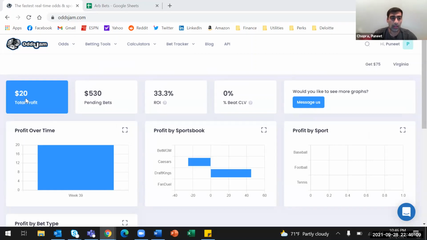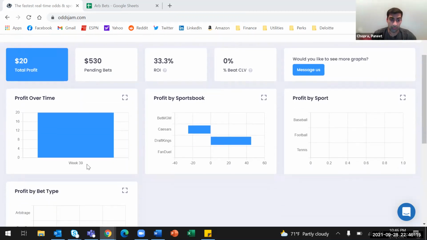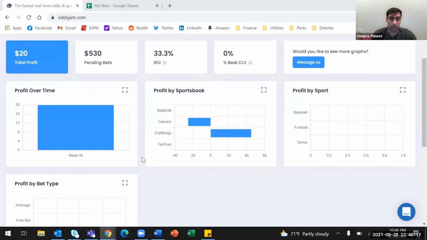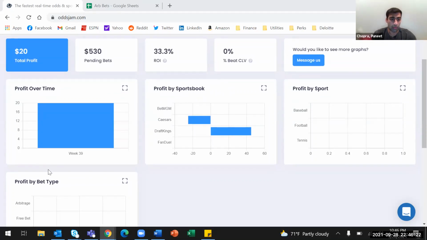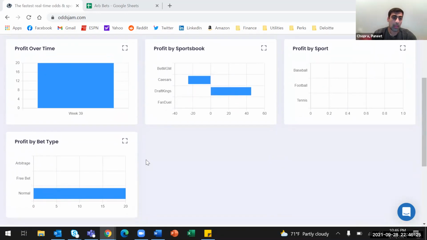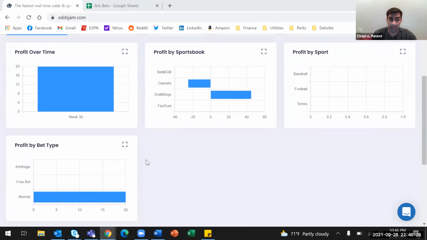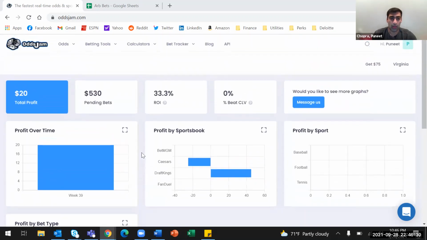You can see here that you have different dashboards that show your profit over time. This being my first week, there's only one bar, but that's fine. You can look at profit by sportsbook, profit by sport, and profit by bet type, and there are a bunch of different bet types. So here we go into some of the main functions of the tool itself. As you can see, it's very slick, very sleek in terms of interface, very easy to use. You have your drop down here with different betting tools.